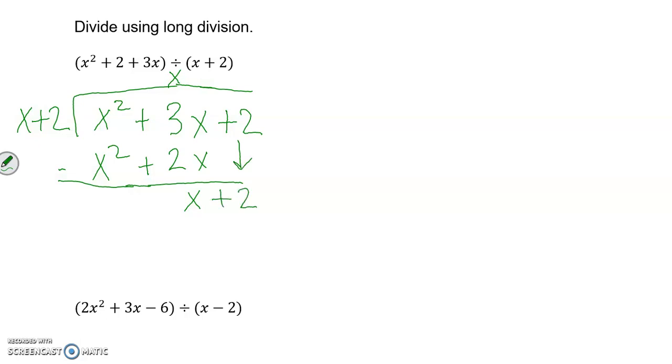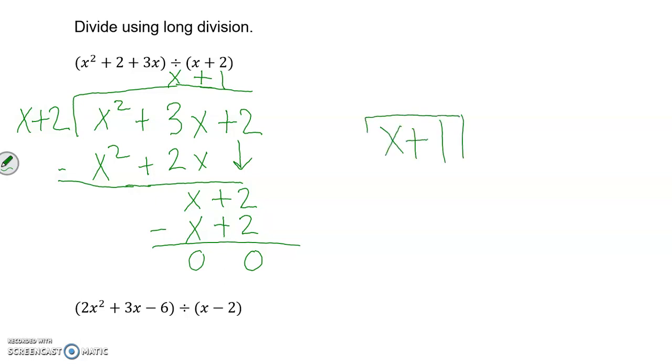Well, x plus 2 divided by x plus 2 is 1. So positive 1. So 1 times x is x. 1 times 2 is 2. I'm going to subtract that. 2 minus 2 is 0. x minus x is 0. So I'm left with 0 as my remainder. So x plus 1 is my final answer for this problem.